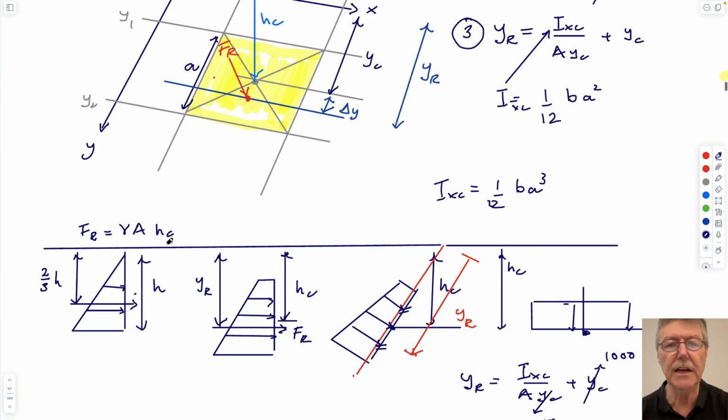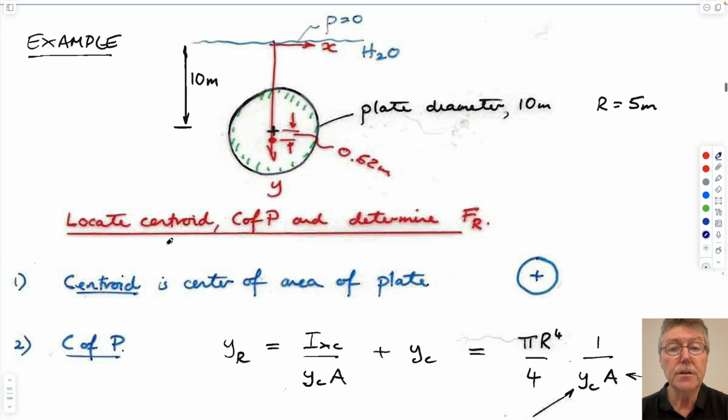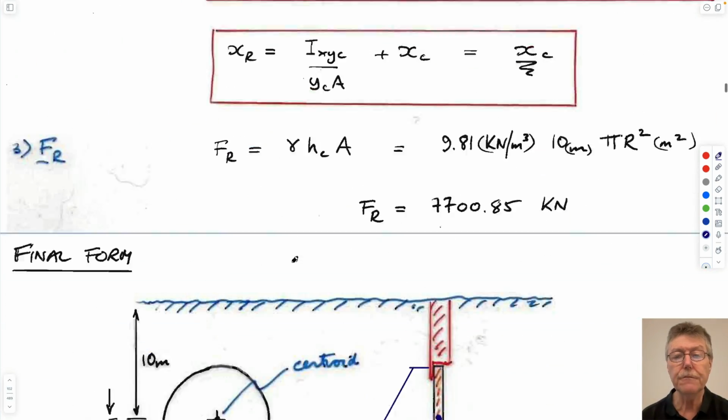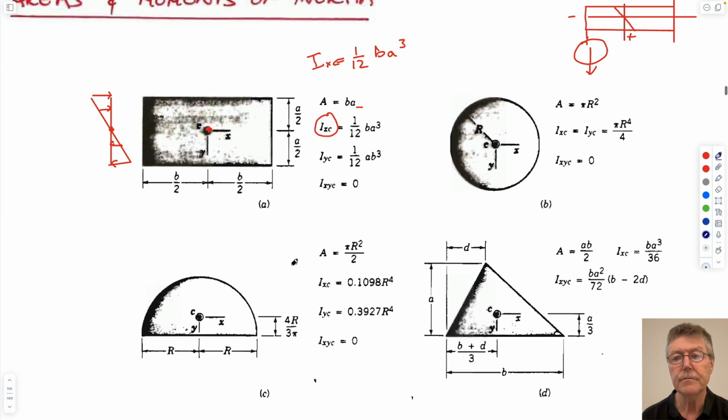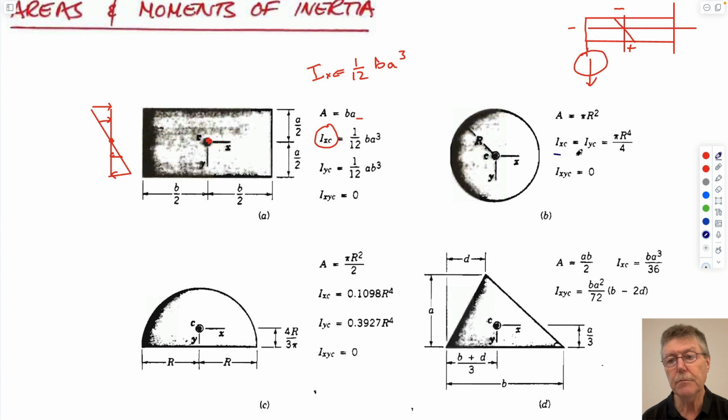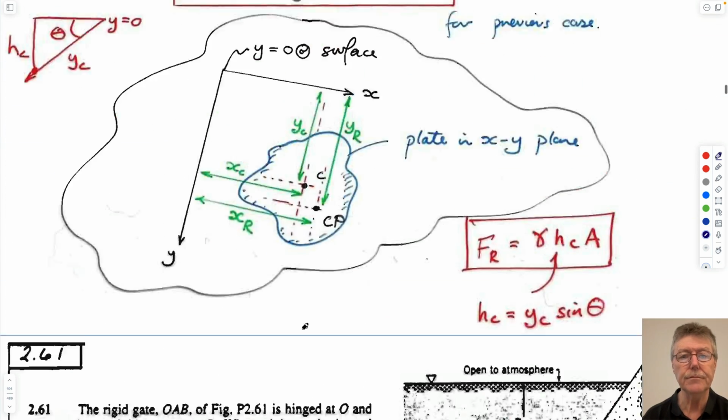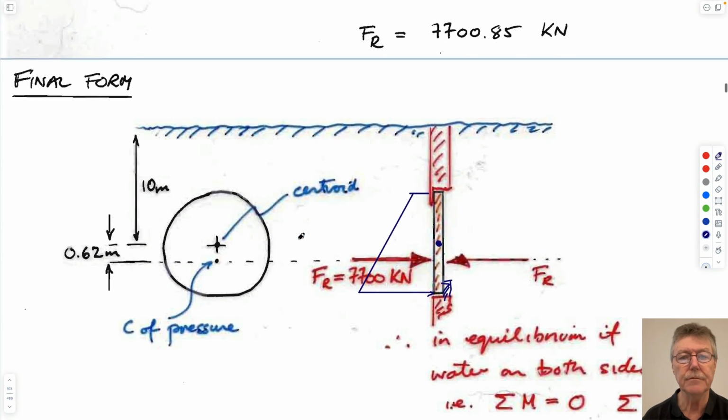And we'll do that in this example. So we want to calculate what the resultant force is that's on this plate. The standard result for a circular plate, if you go to your book, is this: the second moment of inertia around the centroid is pi r to the 4 over 4. Just like this was our other standard result, and just like these are other standard results, you don't have to derive them, just have to use them.